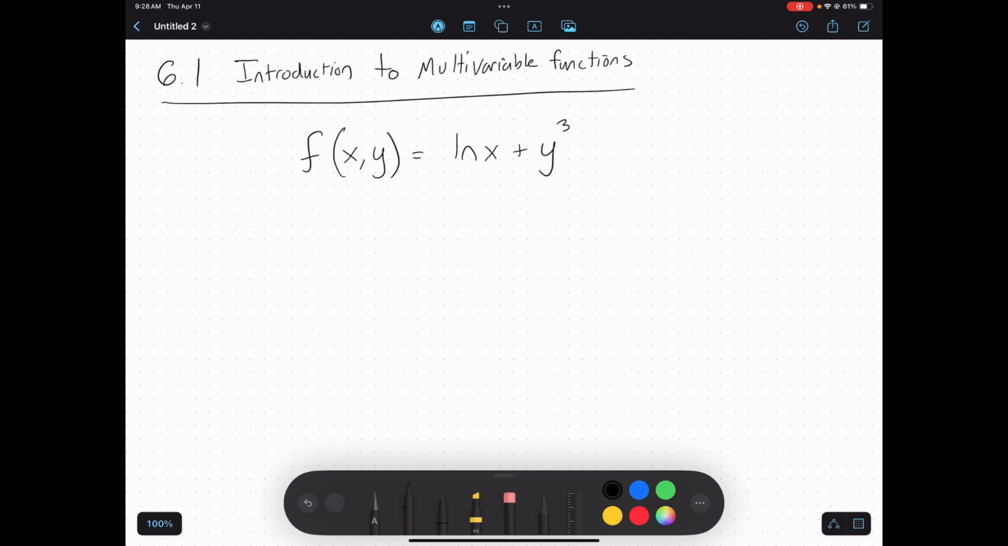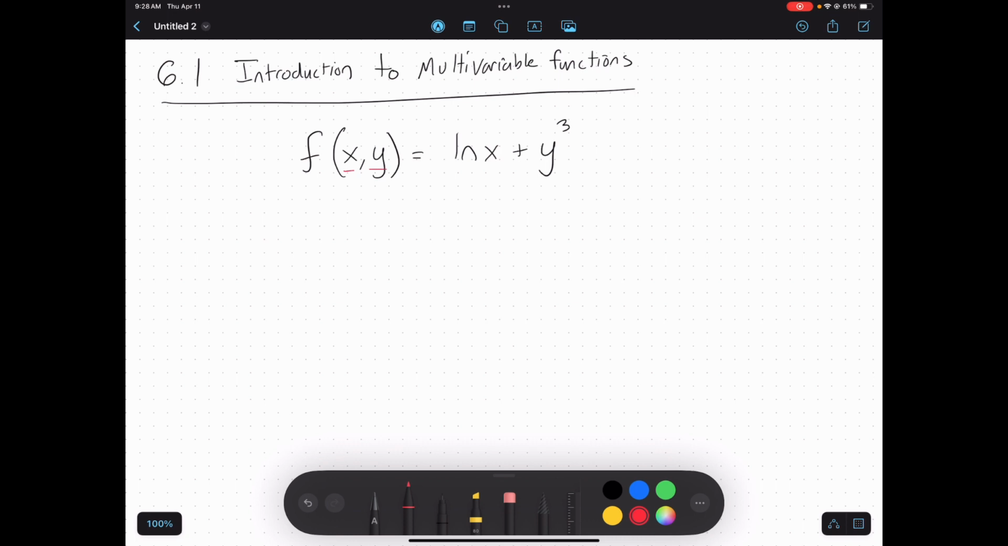In this video, we get to start chapter 6, which we're going to talk just a little bit. We're going to touch briefly on multivariable functions. So here's an example. We have f of x, y, with a comma in the middle, is equal to the natural log of x plus y cubed. So why do I have this notation?